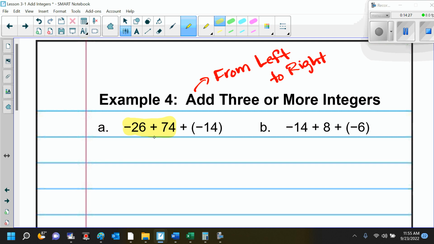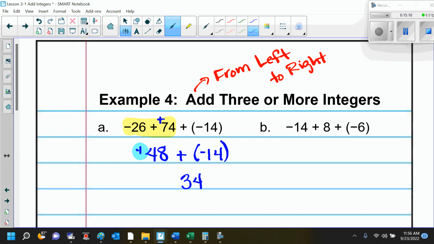So what is 74 minus 26? So this is going to be 48, and is it going to be positive or negative? Positive. Right, because this 74 is positive, right? So we have 48 plus a negative 14. So now I have different signs. Again, what do I do with the 48 and 14? You subtract them. So 48 minus 14 is 34. And which one is bigger? The 48 is bigger. And what's my sign going to be? Very good. So this is going to be a positive 34. Is everybody clear with that?